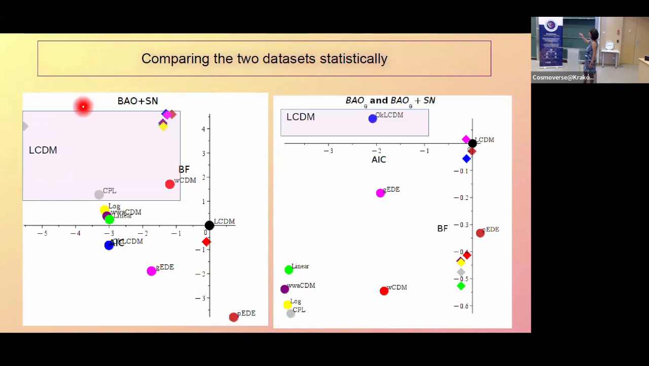So in this square here is the quadrant where lambda CDM is preferred. This here is the Bayesian factor, and this is the Akaike criteria on the horizontal axis. So where the square is basically where the models prefer lambda CDM. You can very clearly see now with the circles. With the circles is the BAO data, and with the diamonds is the BAO plus supernovae data.